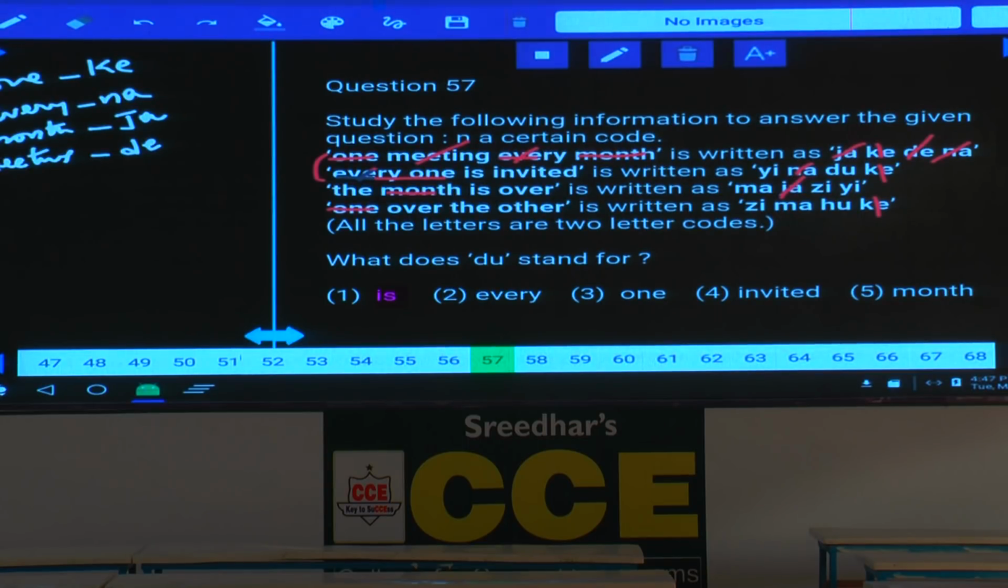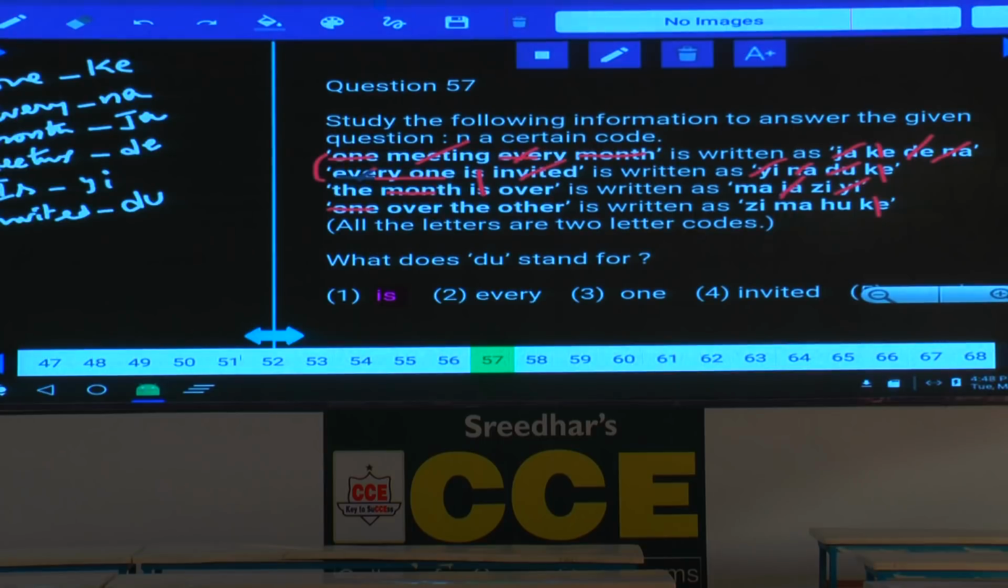Then compare the second and the third. Now which word is common here? The only word which is common, and the code which is common between these two is YI, and the code to the word is YI. Then in the second statement, the word invited is left over, and the code which is left over in this one is DU. Hence invited is DU.